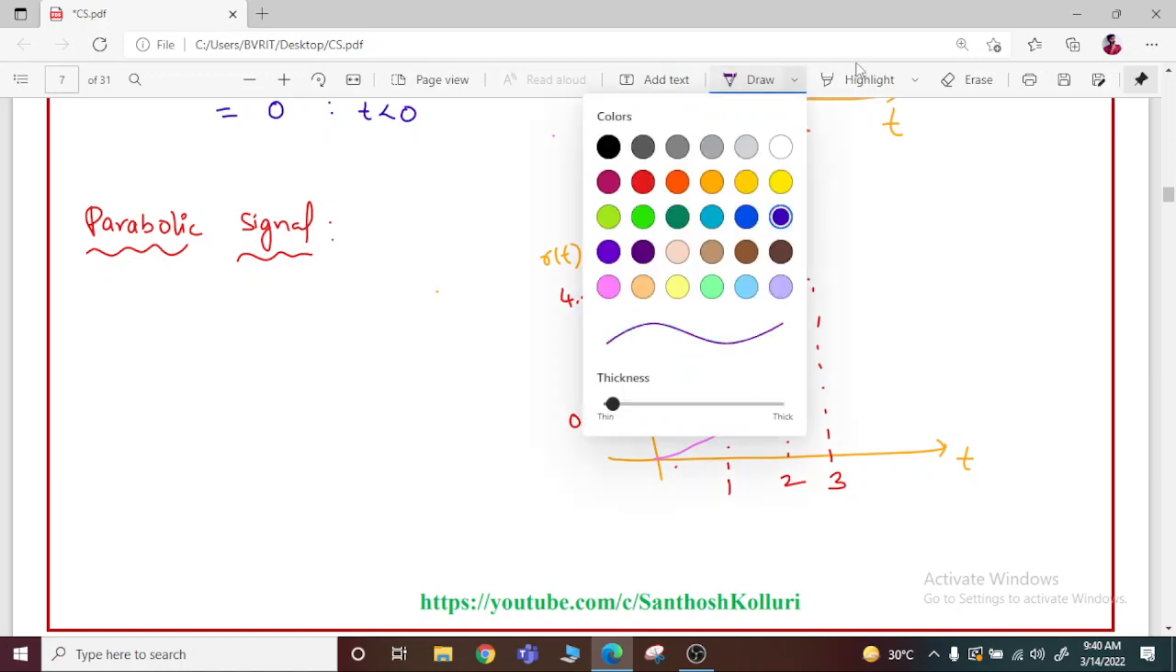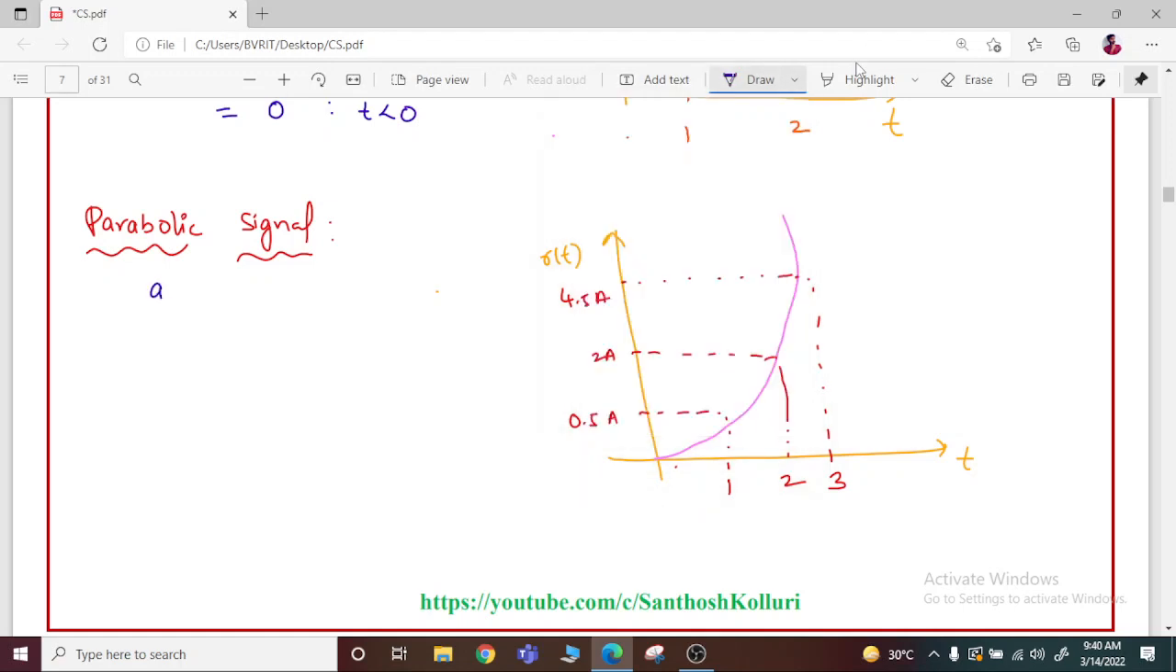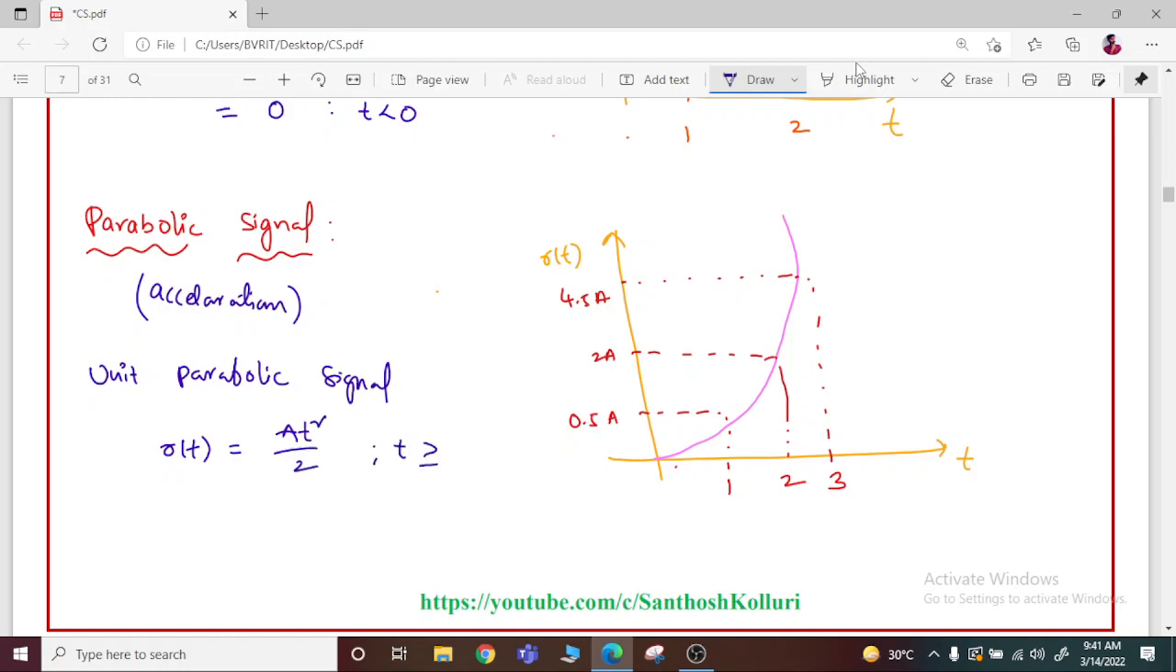So the unit parabolic signal or an acceleration signal, this is similar to acceleration input to the system. So this can be given as r of t is equal to a t square by 2 for all t greater than or equal to 0, and this is equal to 0 for all t less than 0.